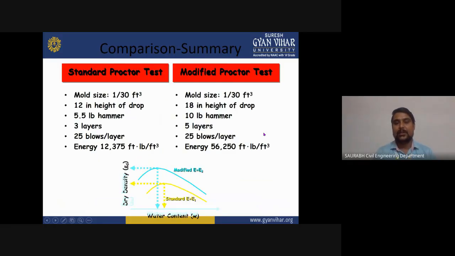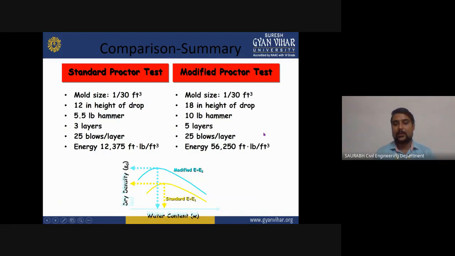Now we will see the comparison summary of standard Proctor test and modified Proctor test. Mold size will be 1/30 cubic feet, and here will be 1/30 cubic feet. 12 inches is the height of drop here, and for the modified test the height of drop is 18 inches.